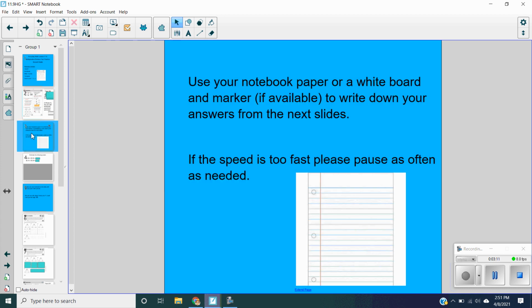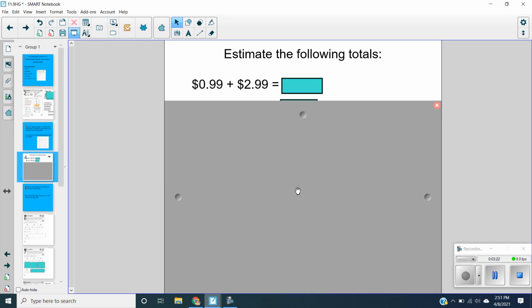For the next part of the lesson, if you can use either your whiteboard or a notebook paper, if the speed is too fast, pause as often as needed. So for these first questions, we're going to estimate, and sometimes we might estimate to the nearest dollar or maybe to the nearest 10 cents. This first one, let's estimate to the nearest dollar. So I know that 99 cents is close to $1 and $2.99 is close to $3. So $1 plus $3 equals $4.